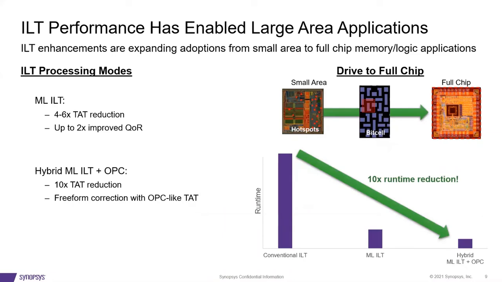ILT provides a natural solution with its native curvilinear processing. Although traditionally ILT had focused on small area applications such as hotspots and repeated bit cells, there have been recent advances in mass manufacturing to better accommodate curvilinear masks with the rollout of multi-beam mask writers and significant ILT runtime reduction, which is driving the adoption of ILT beyond the use of memory bit cells and hotspots to full chip applications.